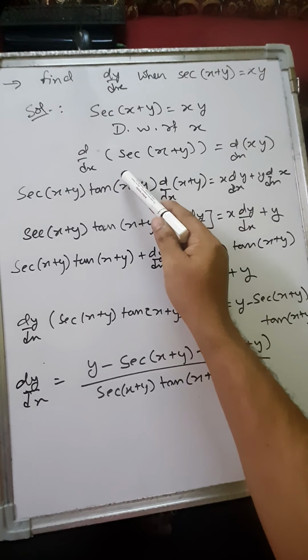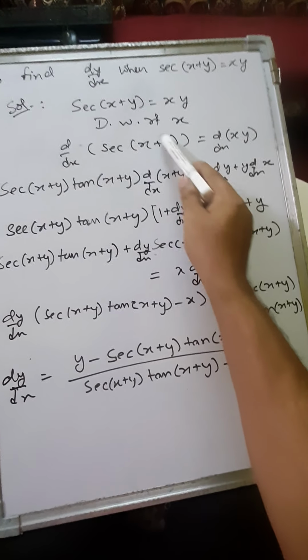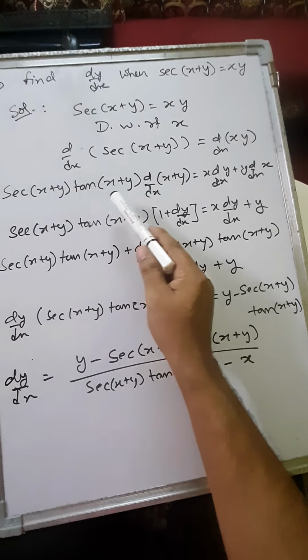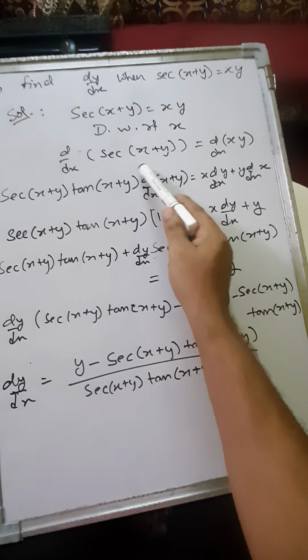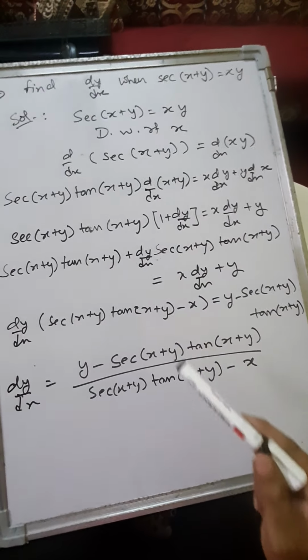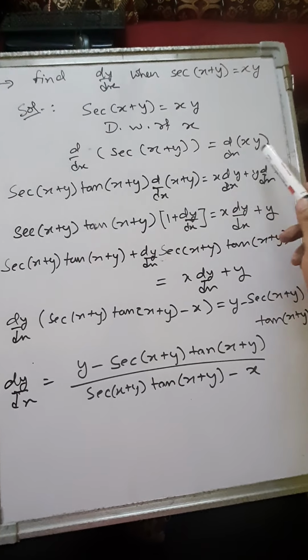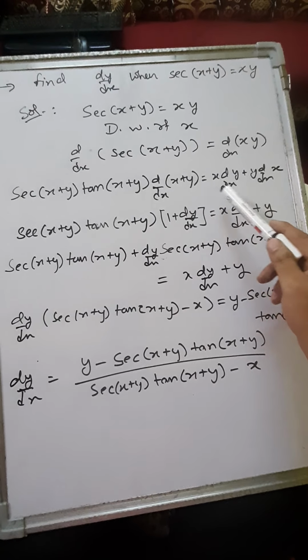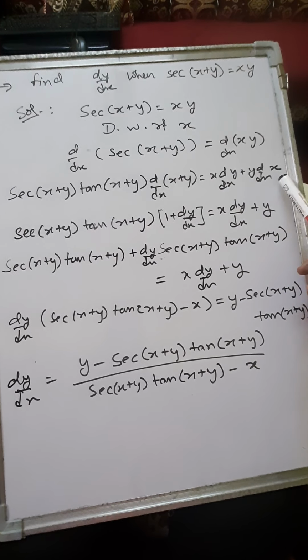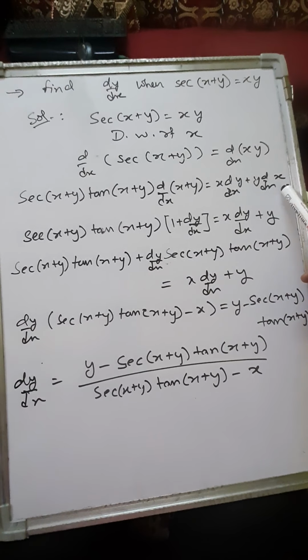Right? So d by dx of sec x is sec x tan x. We have considered this x plus y as x, so it will be sec of x plus y tan of x plus y, and we will differentiate this term again, d by dx of x plus y. Now when we apply the product rule, d by dx of f1 f2 is f1 d by dx of f2 plus f2 d by dx of f1. So that means x d by dx of y plus y d by dx of x.